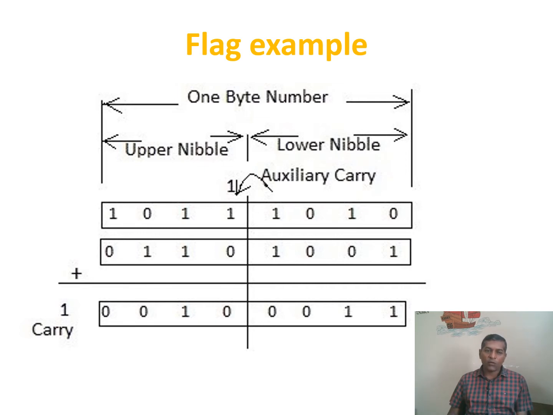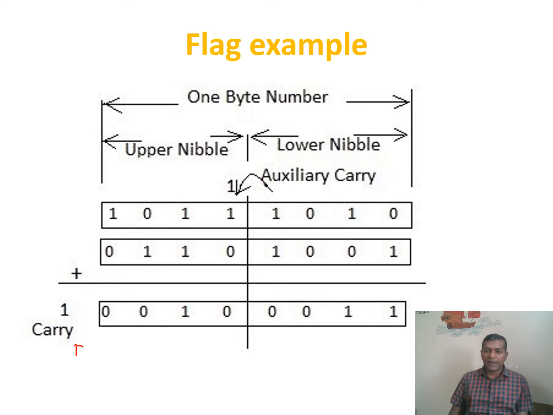If we add 1 byte of data to another 1 byte of data, then some result will be generated after addition. And after addition, a carry may be generated. If a carry is generated, then we set the carry flag. The carry flag will be set, it will be on.